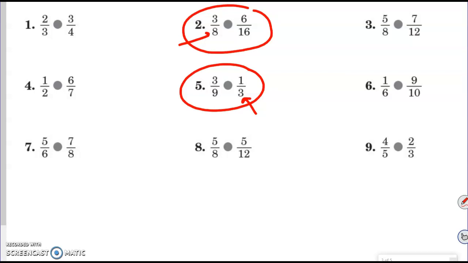Now I'm going to hang on to this and come back in just a moment because I want to talk to you about the other method for comparing fractions, because it might be an option that you prefer for some of these other questions here.